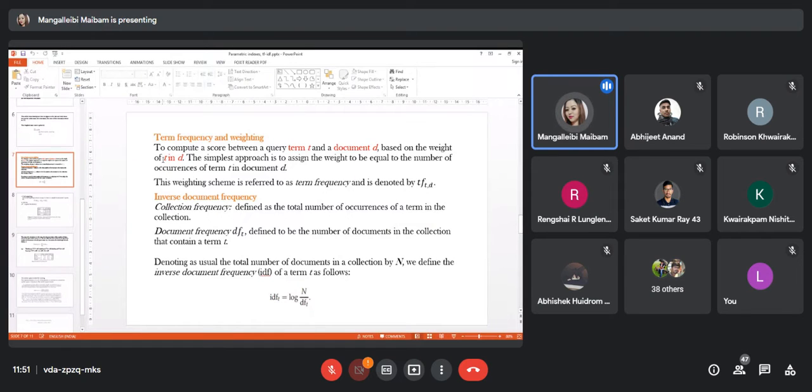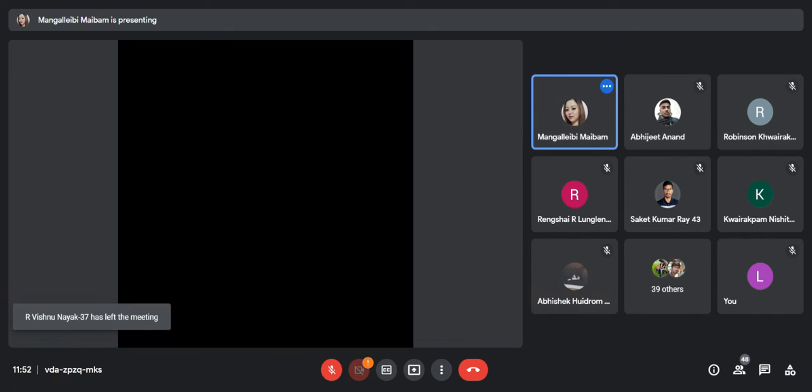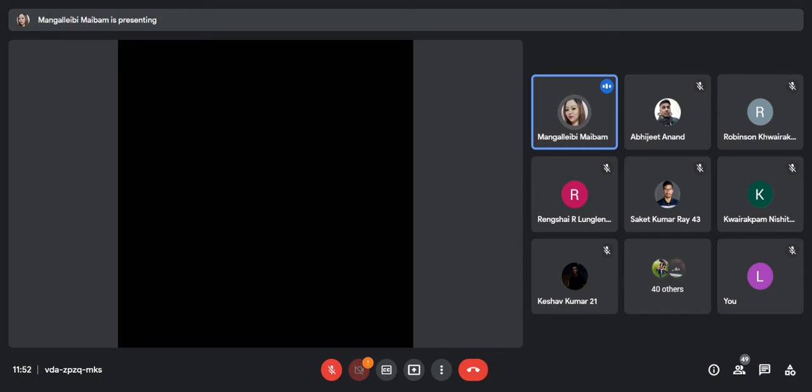Okay. So in term frequency and weighting, here one important thing is inverse document frequency. How to find inverse document frequency, that is important, and you need to know what is document frequency and term frequency, and also how to find the inverse document frequency. So in document frequency, you have to count the number of documents, whereas in term frequency, you have to count the number of occurrences of the term.